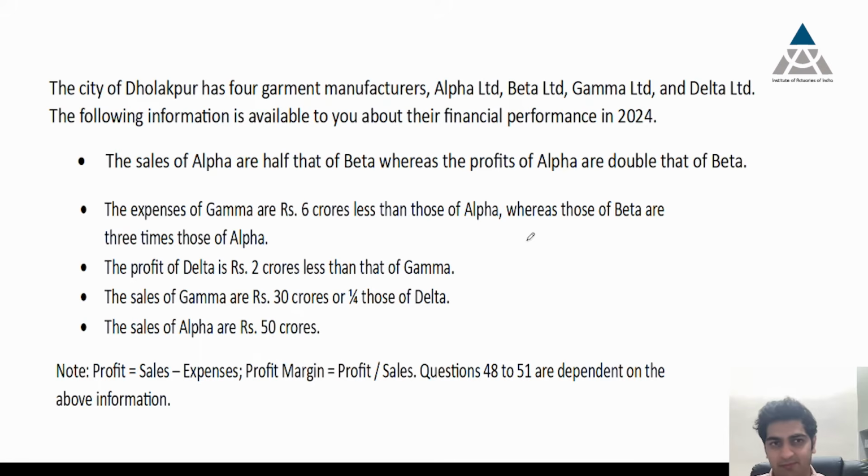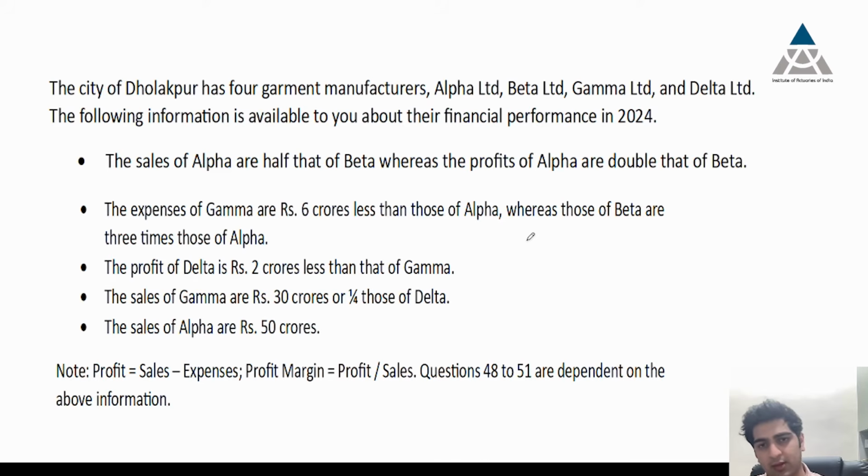So let's see. The city of Dholakpur has 4 garment manufacturers: Alpha, Beta, Gamma and Delta Limited. The following information is available to you about their financial performance in 2024. Sales of Alpha are half that of Beta, whereas profits of Alpha are double that of Beta. Expenses of Gamma are 6 crores less than those of Alpha, whereas those of Beta are 3 times those of Alpha.